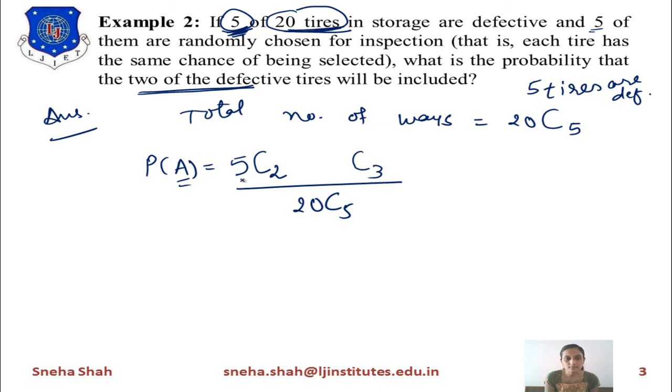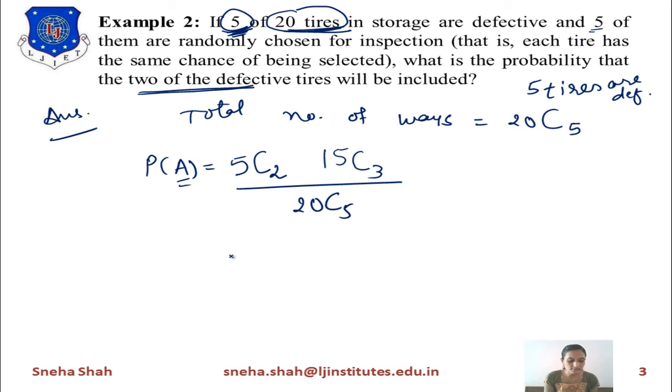From that we have removed these 5 tires which are defective. So now the number of non-defective tires is 15. From these 15 tires we have to select 3 non-defective tires. So the total number of tires selected is 2 plus 3, which means 5. From 5 defective tires we are selecting 2, and from 15 non-defective tires we are selecting 3. From the total of 20 tires, we have to select 5 different tires.